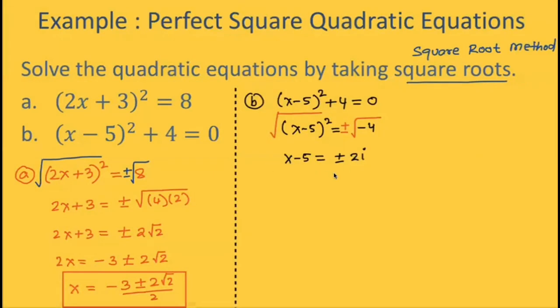Then add 5 on both sides. So x equal to positive 5 plus or minus 2i. With positive, you have one answer, and with negative, you have the other answer. So we get two answers there. In the first one, your answer is in radical form with the square root. But here we have the imaginary answer. We have a complex number, meaning we have the imaginary root.